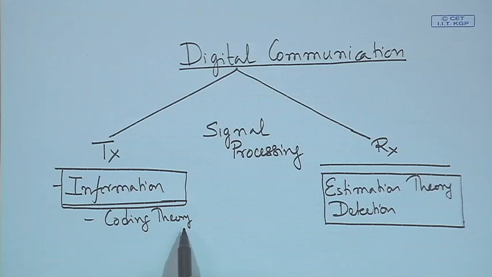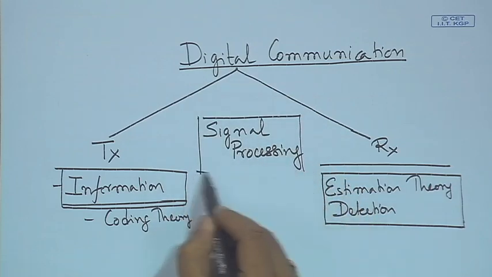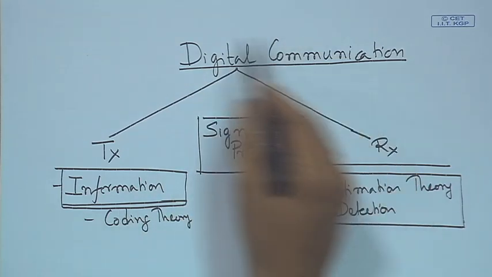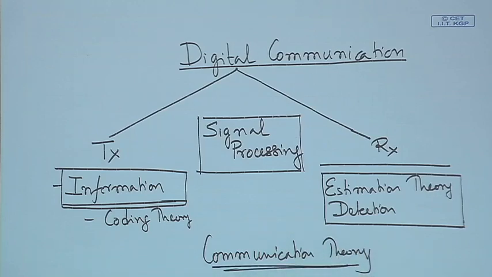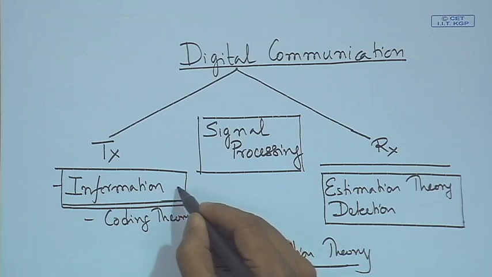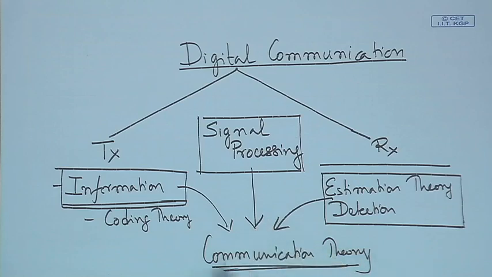Coding theory is also a very active area which deals with error correction codes, and in all cases you are handling signal processing. So, this domain of digital communications is broadly categorized as communication theory, which is an applied version of information theory, estimation detection theory, signal processing. Coding theory we have not done, but it of course comes over here.